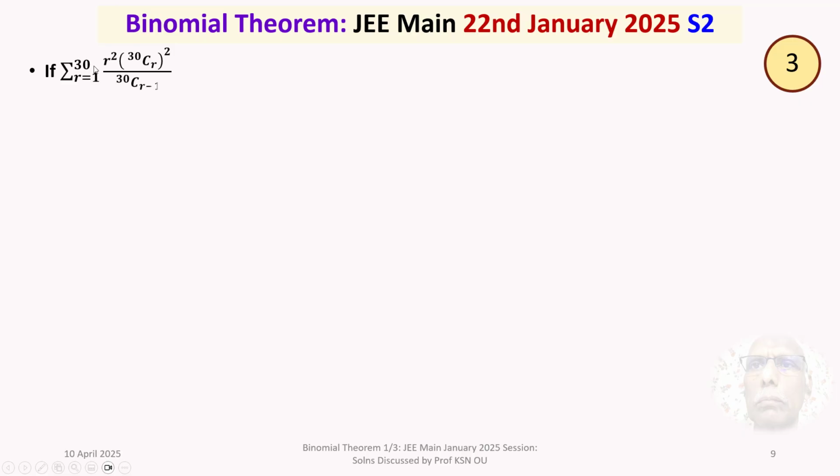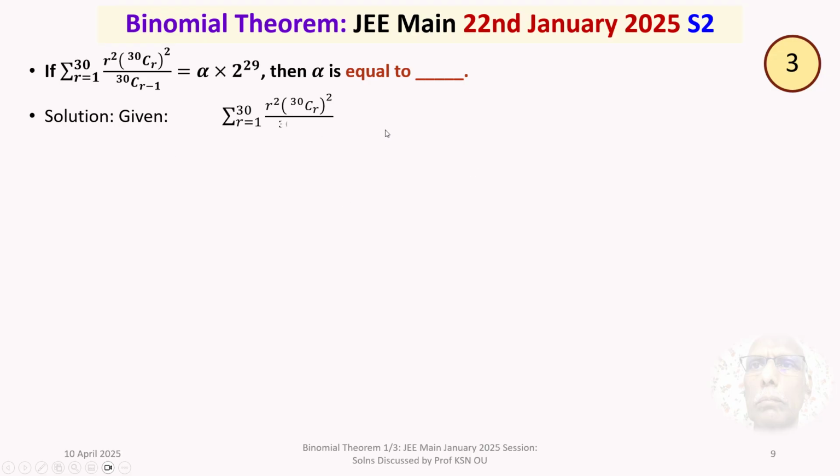Right. If the sum over r from 1 to 30 of r square into (30Cr) whole square by 30C(r minus 1) is equal to alpha multiplied by 2 to the power of 29, then alpha is equal to. So given this is equal to alpha into 2 to the power of 29, this implies alpha into 2 to the power of 29. We have written the sum over r from 1 to 30 of r square into 30Cr by 30C(r minus 1) multiplied by 30Cr, because we have 30Cr whole square in the above.